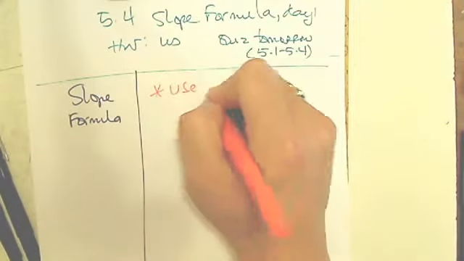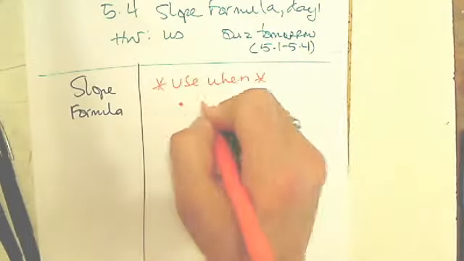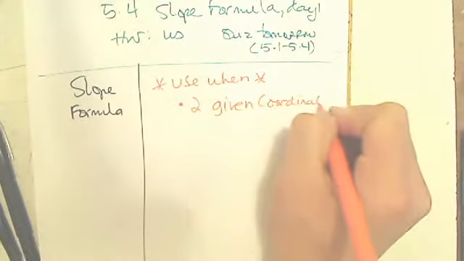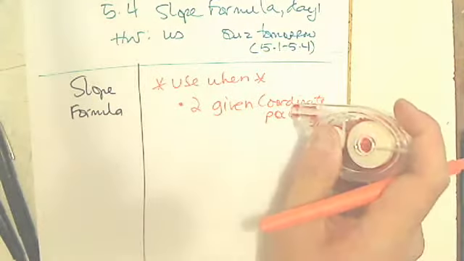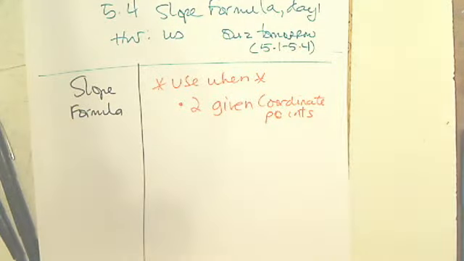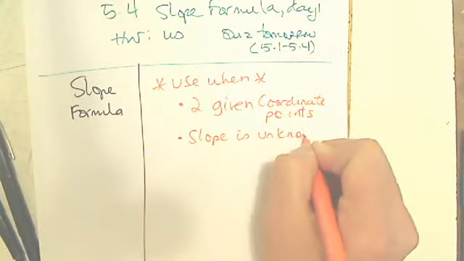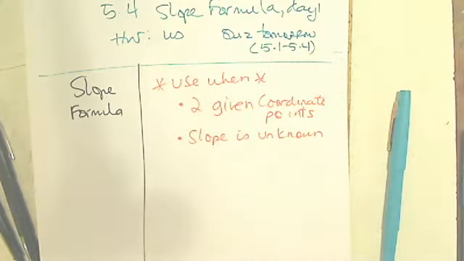When do we use this? Use it when you have 2 given coordinate points, when 2 points are given to you, and the slope is unknown, and you have to find it by using the two given points. Sometimes we'll be given the points. Sometimes you have to find the points. Sometimes they give it to you on a table, and you pick 2 points.